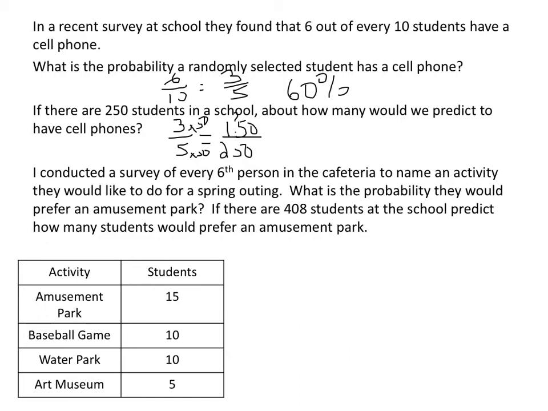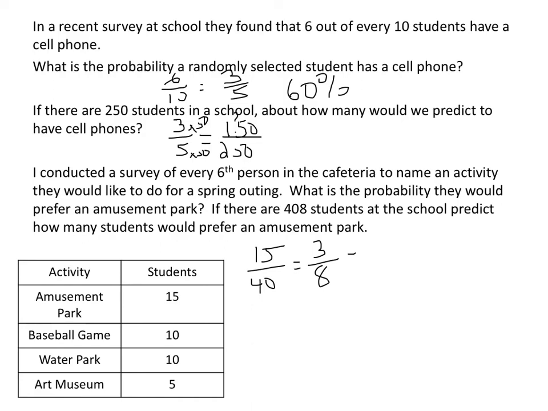A favorable outcome for an amusement park would be 15, but we have to figure out how many total were surveyed. So we have 10, 20, 5, 35, 40. So we have 15 out of 40, which would reduce, being divisible by 5, to 3 out of 8. So 3/8 of the students preferred amusement parks.